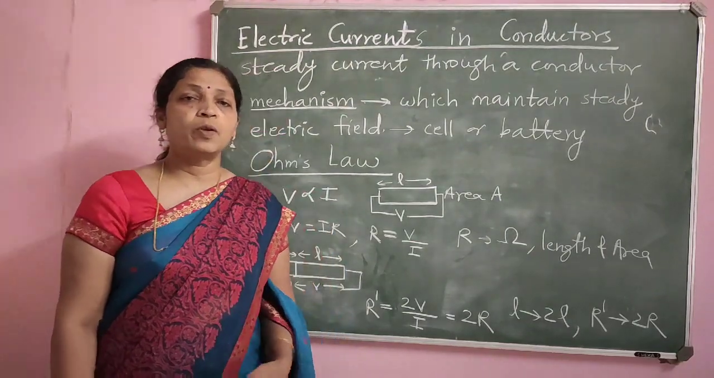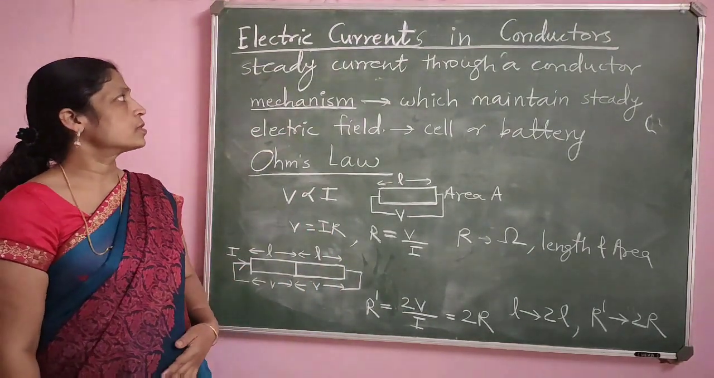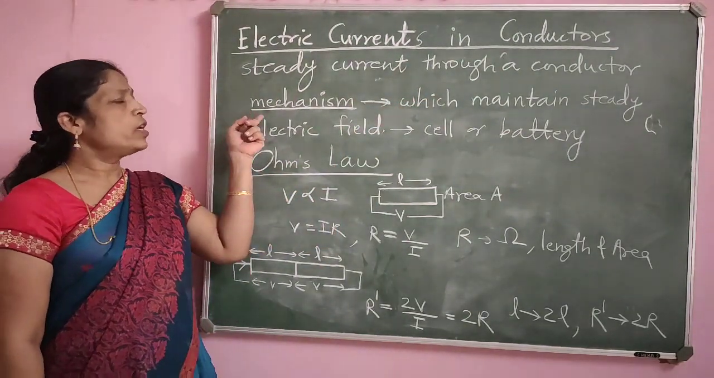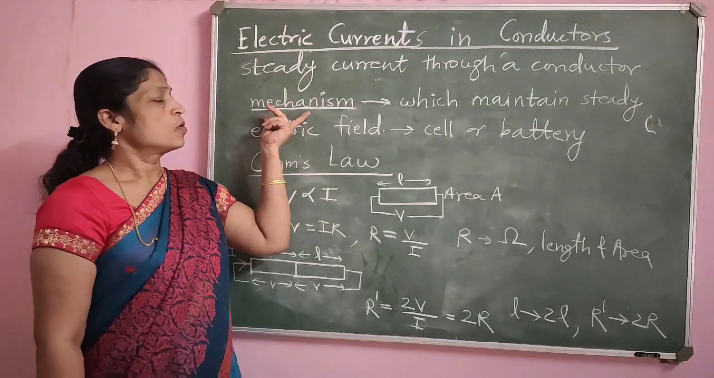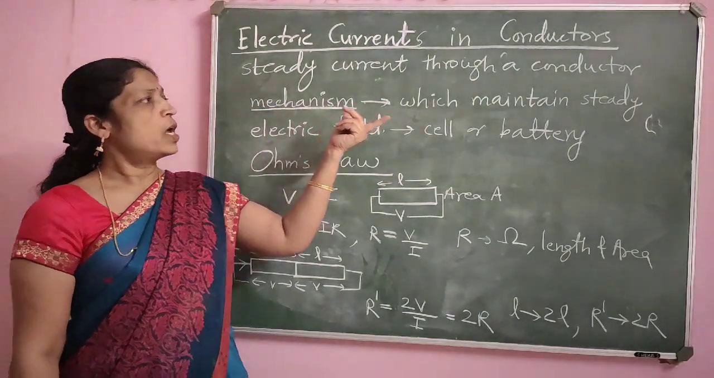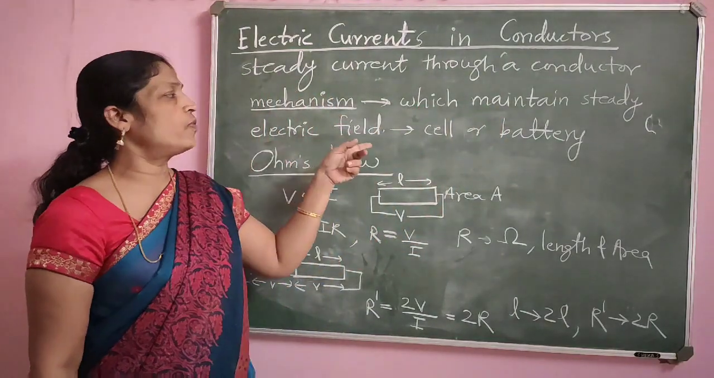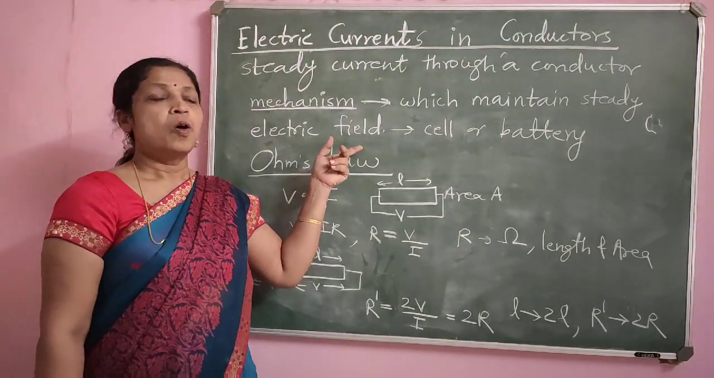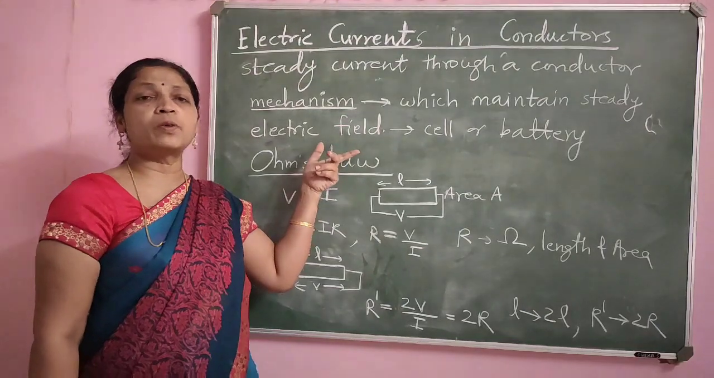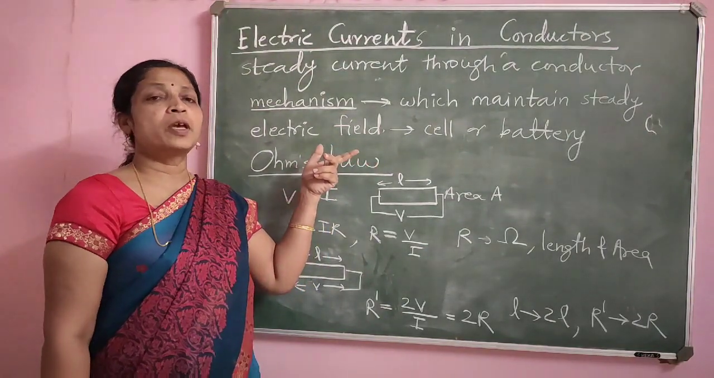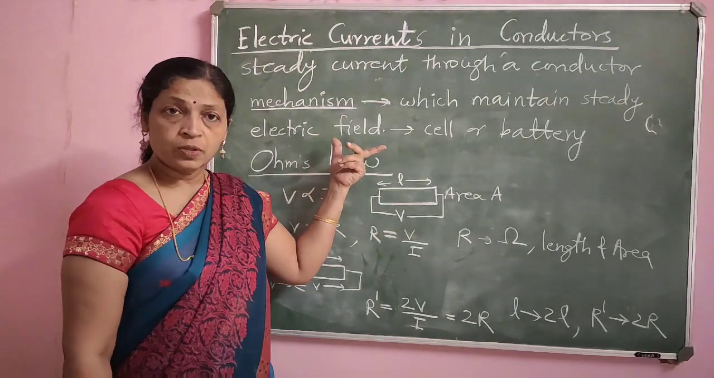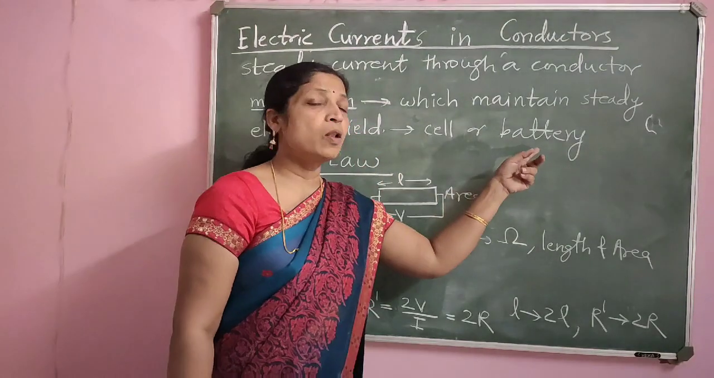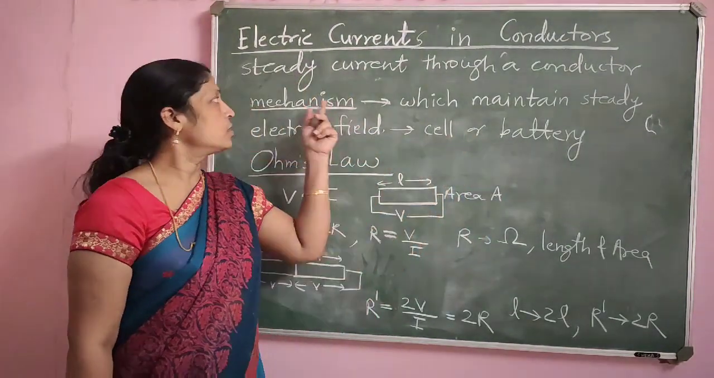Let us discuss the basic laws related to steady flow of currents. When steady currents are flowing through a conductor, we need a mechanism for it. What mechanism do we need? We have to maintain a steady electric field across a conductor. There should always be a supply of plus Q and minus Q charges which can cancel out the charges produced inside a conductor, and this work is done by a cell or battery, and we will get a steady current.